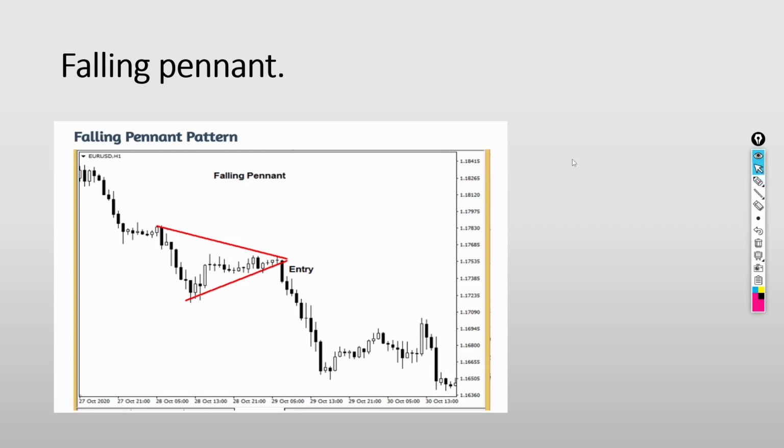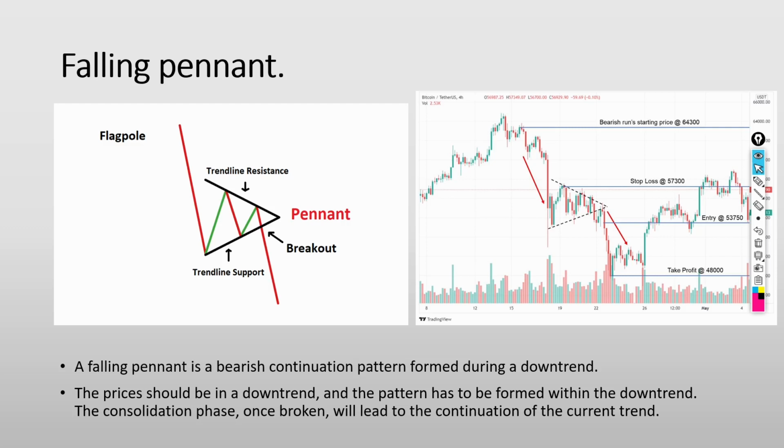Okay, I want you to note those things clearly. So we are looking at a falling peanut. I said that the price in most cases will be falling parabolically, like you're seeing here. And then when it tends to consolidate, it is as if it is forming a new uptrend, but it fails. Then it breaks the lower trend line, retests it, and then it continues. So a falling peanut is a bearish continuation pattern formed during a downtrend.